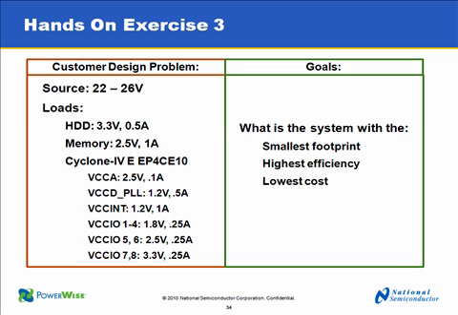Then we're going to go ahead and add in an FPGA. So you'll click on the FPGA Loads button and select this particular FPGA and configure the voltages and currents as mentioned here on this slide. And so what we'd like to see is what is the system with the smallest footprint, the highest efficiency, and the lowest cost. And please write those down.